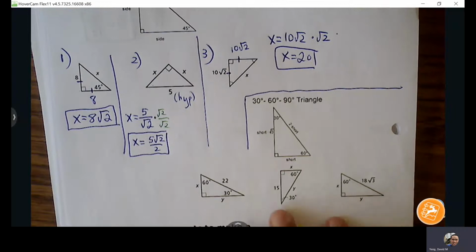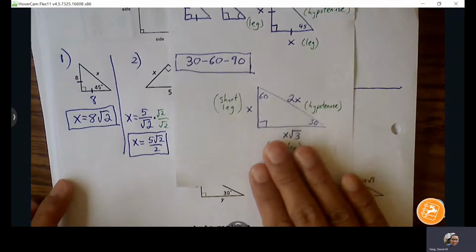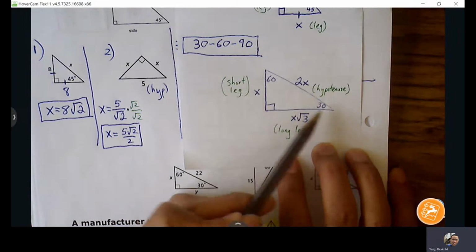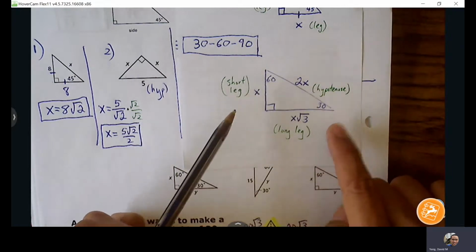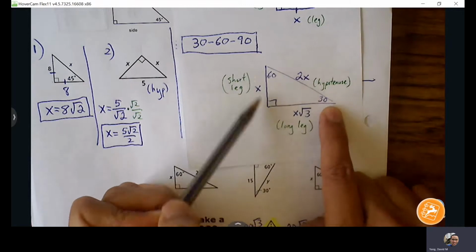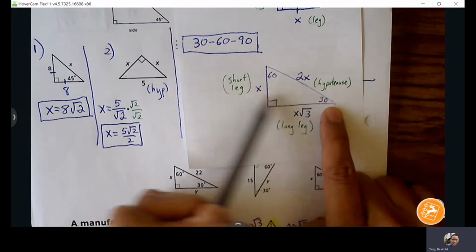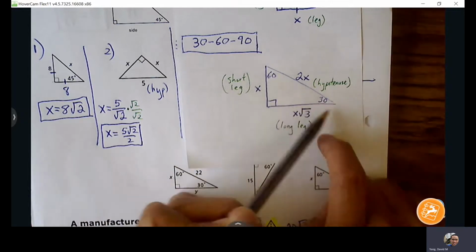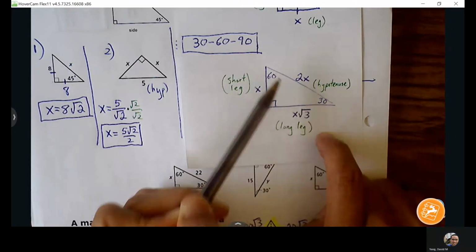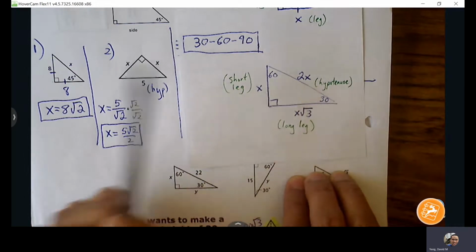Okay, we're going to do these next 3 examples, but these 3 examples are with a 30, 60, 90 triangle. So I want to highlight the relationships here with each of the sides of a 30, 60, 90 right triangle. First off, we have the short leg. The short leg is going to be the one that is across from the smallest angle, the 30-degree angle. Okay. Next up is the long leg. The long leg is going to be across from your 60-degree angle. And finally, the longest side is your hypotenuse, and that's going to be across from your 90-degree angle.